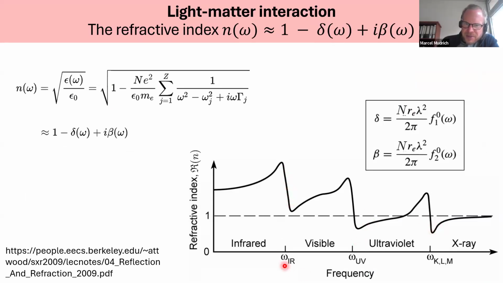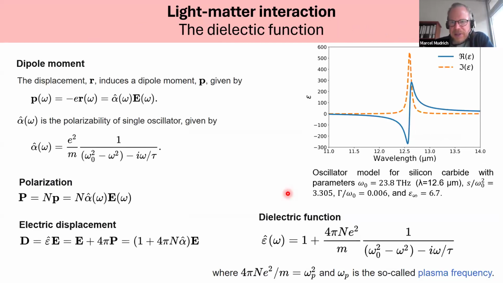What kind of resonators or resonant oscillators are we talking about? There must be some degrees of freedom that are resonantly excited. This example was just the harmonic oscillator, but it was tuned such that there is a resonance at 12.6 micrometer, which is just the resonance frequency for silicon carbide.